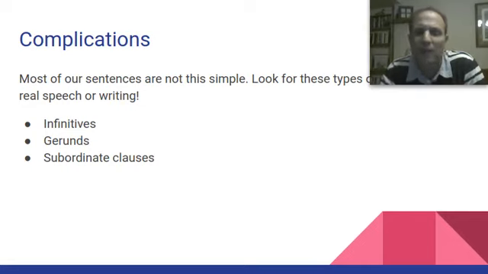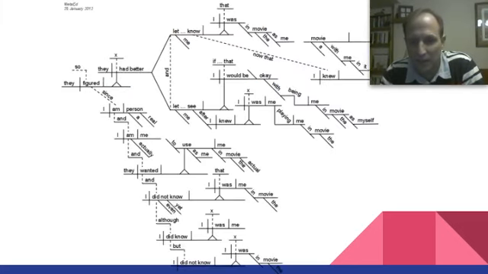It turns out we rarely use sentences that are as simple and compact as the sentences that we've been diagramming. Our actual sentences start really looking complex as we start throwing in infinitives, gerunds, subordinate clauses, etc., etc. And we start actually running into things that start looking like this. Wow. It's a good thing I'm not asking you to diagram any of these sentences.